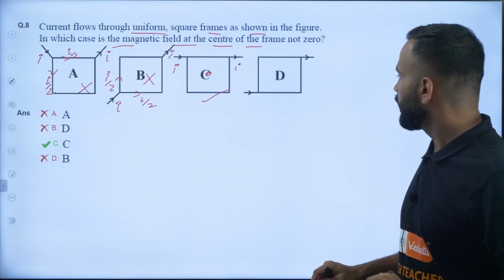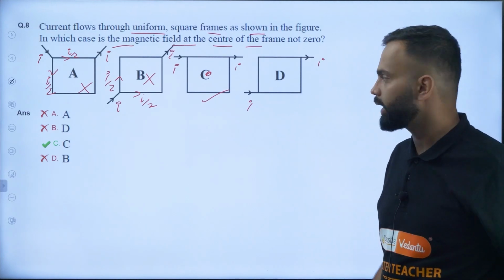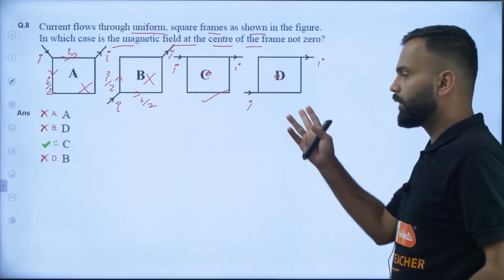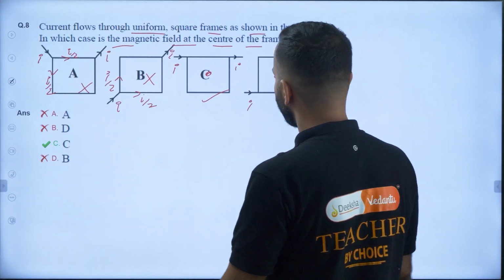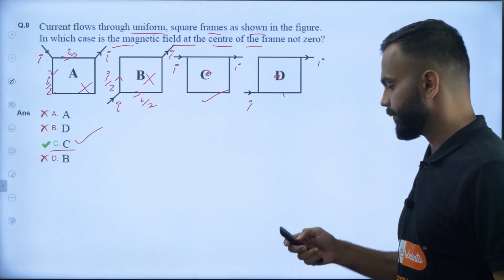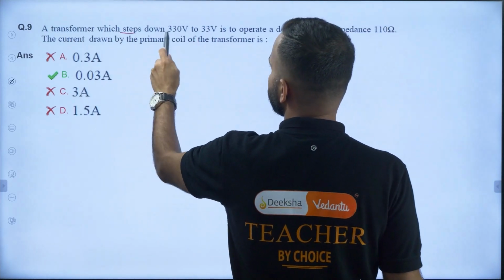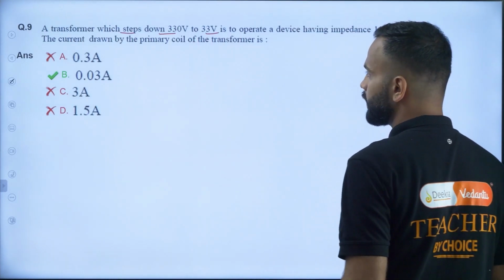Let's check D. Incoming current is I, outgoing current is I. Here the current will divide, so the magnetic field will be 0 at the center. So the correct option is C. Question number 9. A transformer which steps down 330 volt to 33 volt.